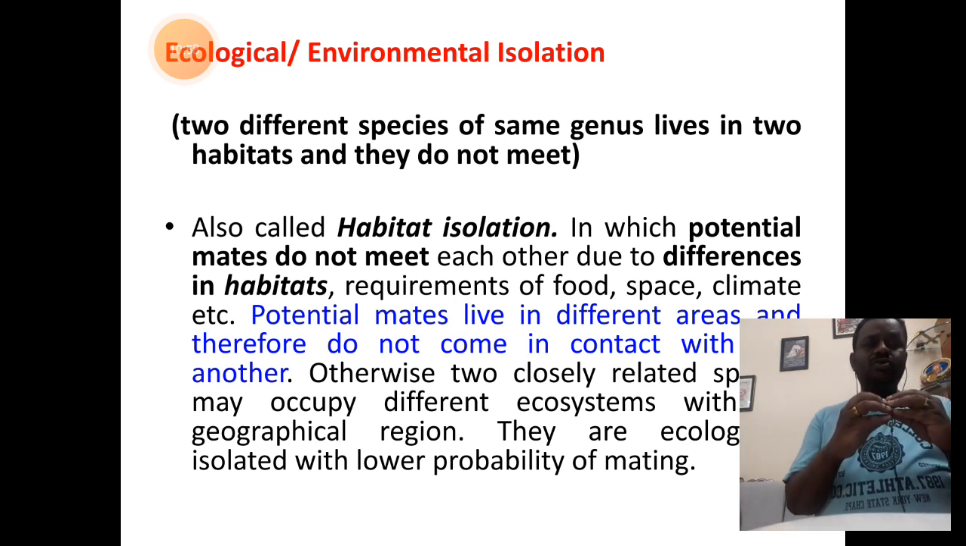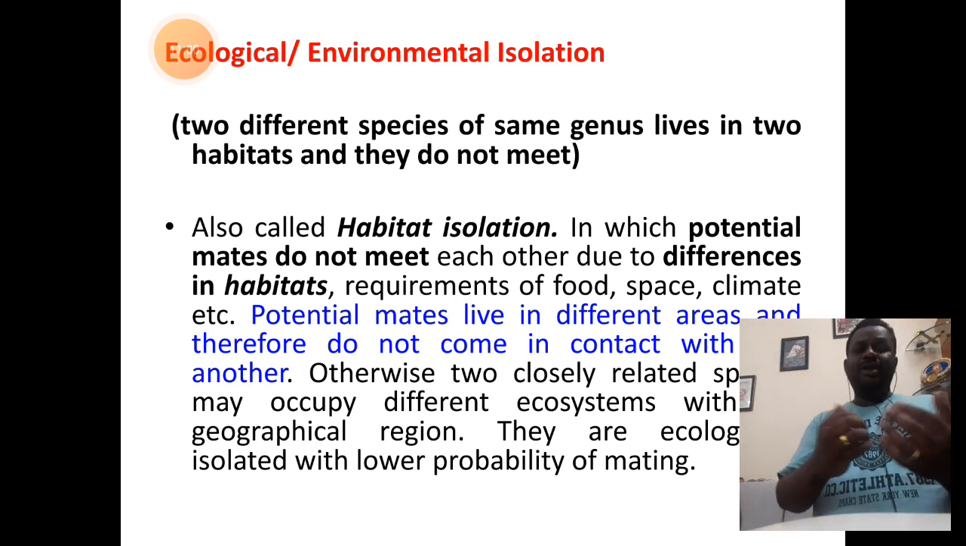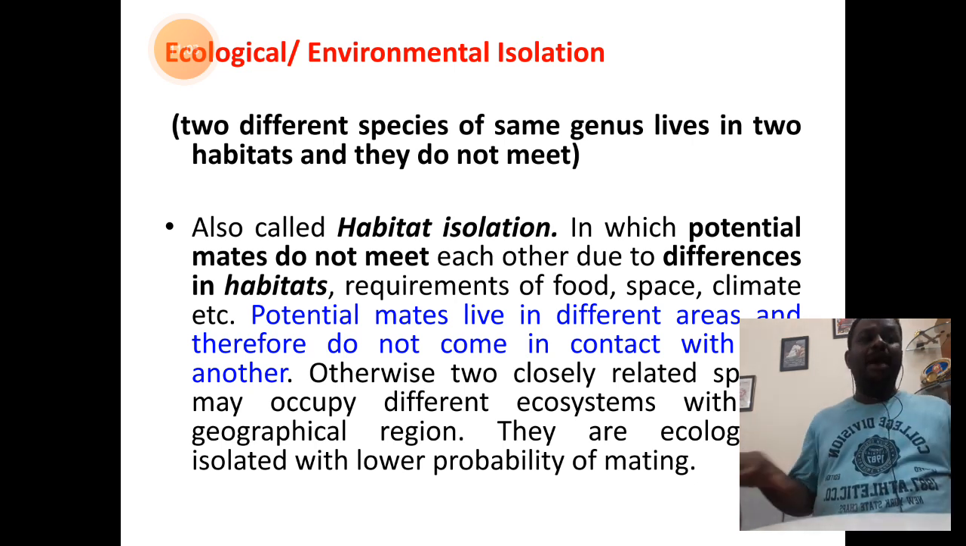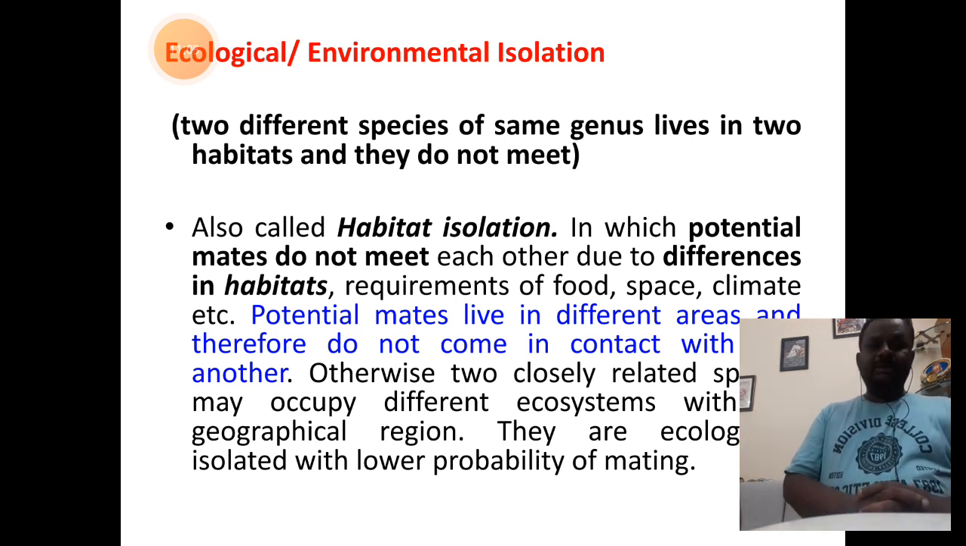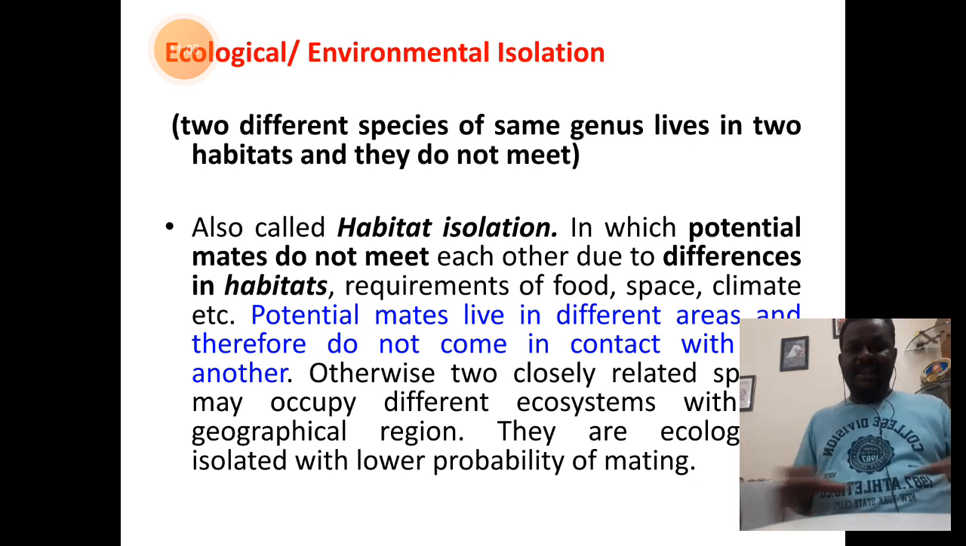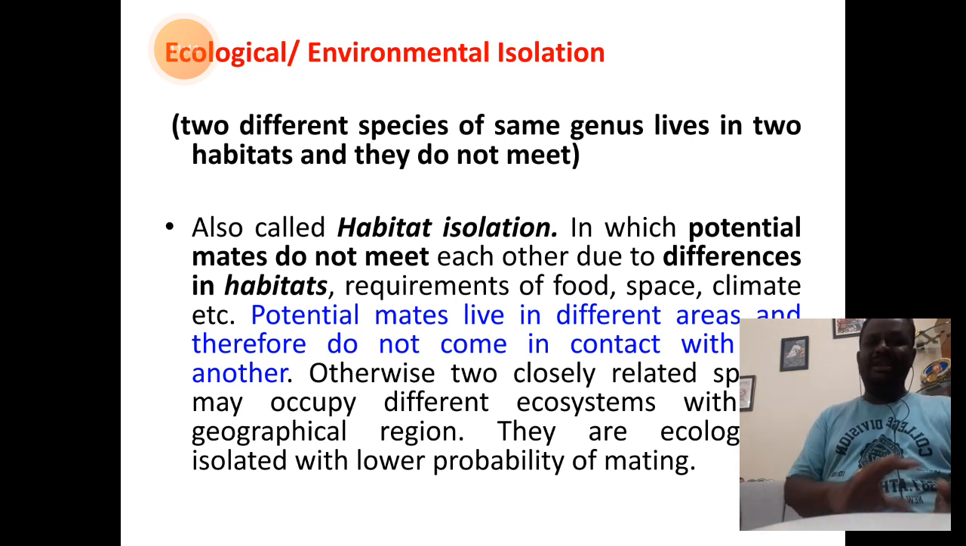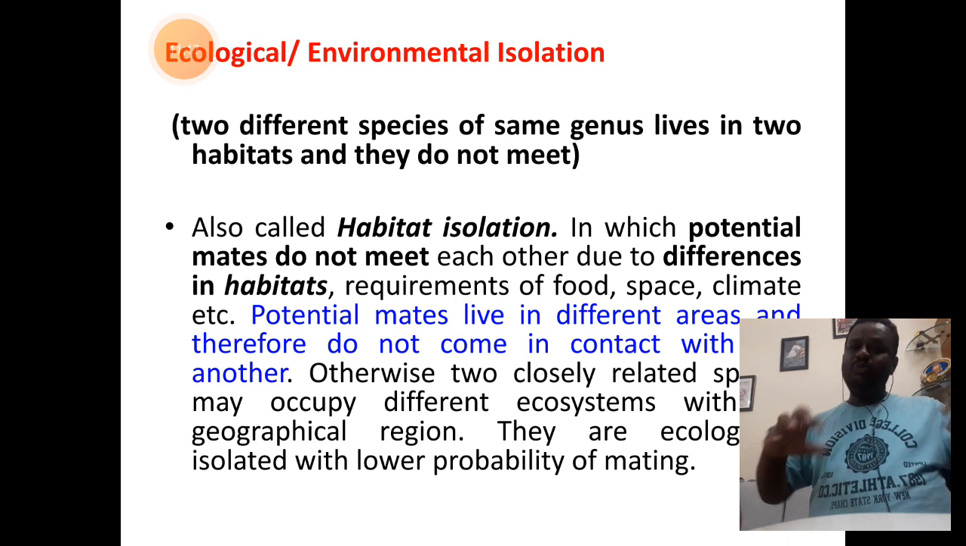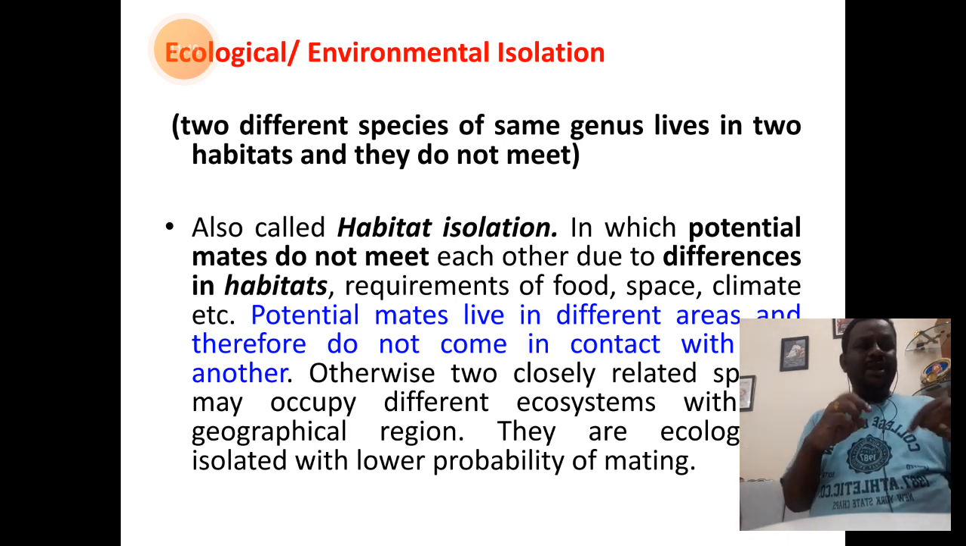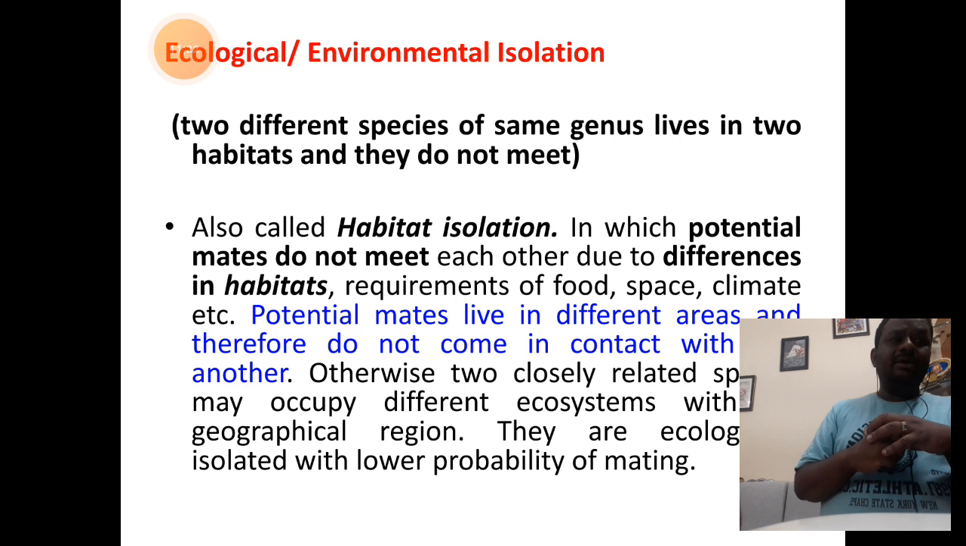They live in the same geographical area but in 2 different habitats. So they share the common geographical area, but they live in 2 different habitat places. Habitat refers to the dwelling place or living place. So this habitat where they live shows a different kind of environment, hence it is called environmental isolation. Or it shows a different kind of ecological conditions, hence we call it ecological isolation.